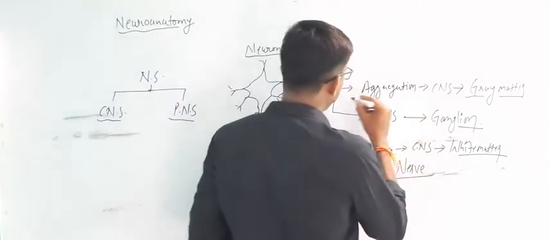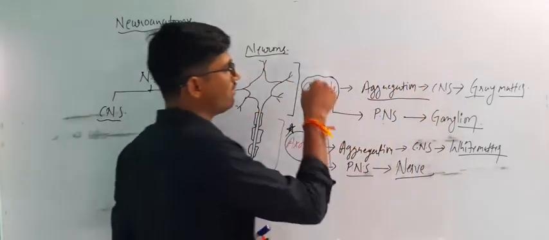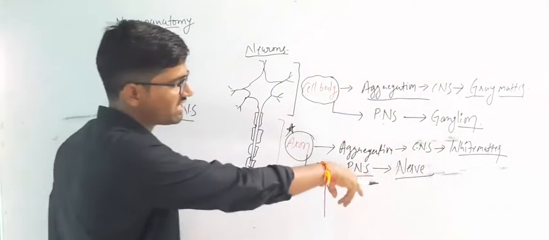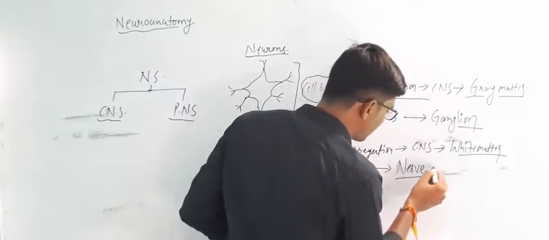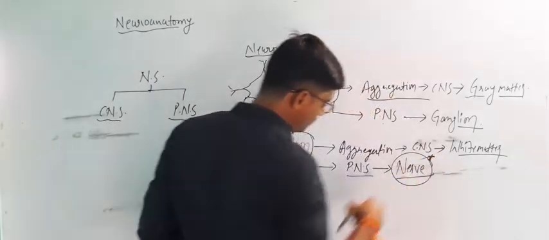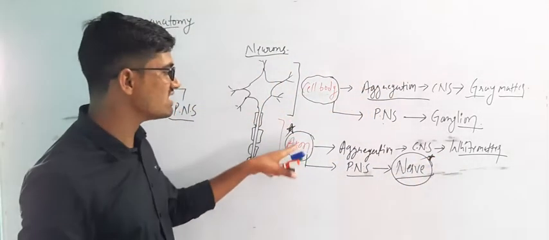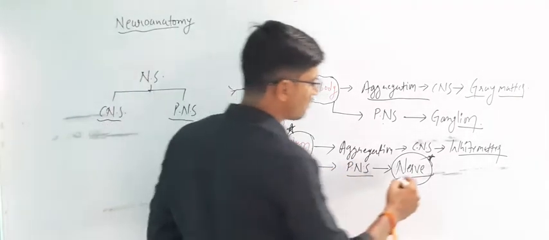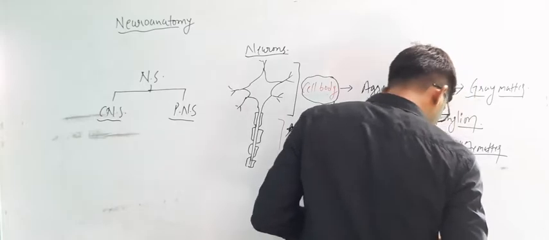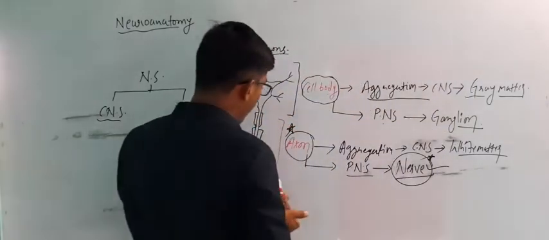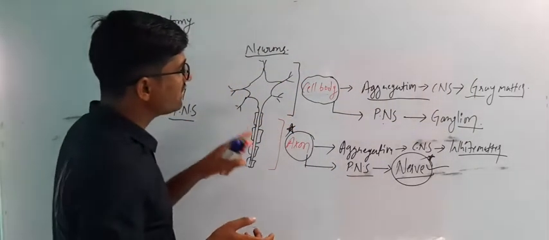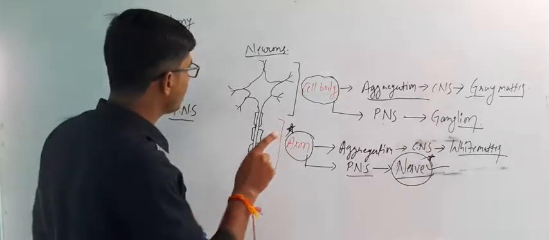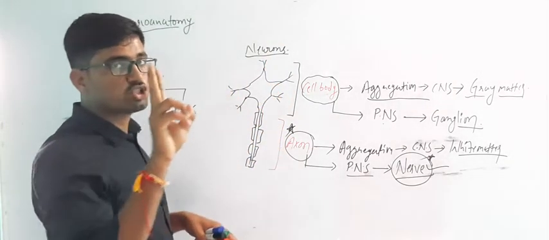So aggregation of the cell body within the central nervous system is called gray matter, and here is the white matter. Okay, and here is the nerve, right? So nerve is nothing but the axons in the peripheral nervous system, that is called nerve, right? Now one thing I want to tell you: I told you there are two types of cells.